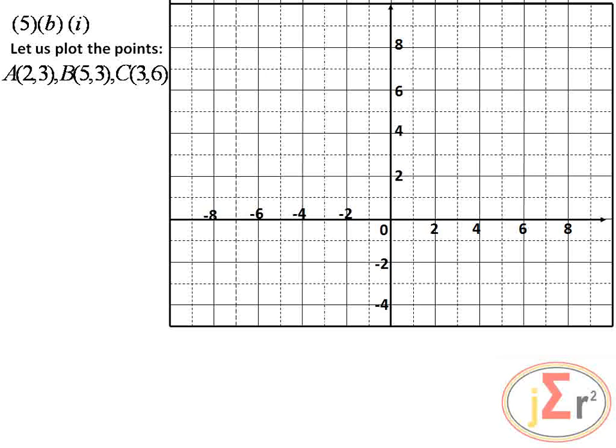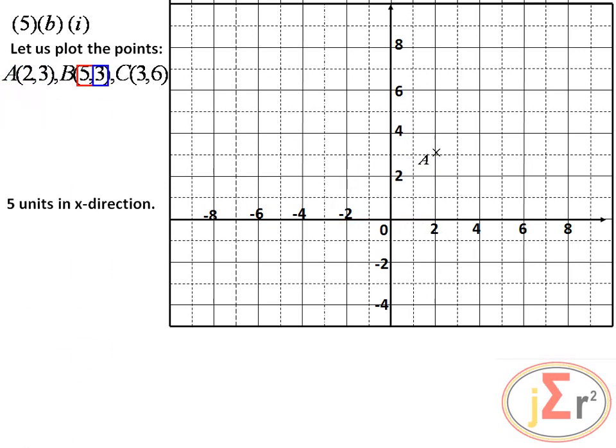our first part, our duty in solving this problem, is to draw the triangle with the given vertices. What do we have? A is 2, 3. 2 units in the x direction and 3 units in the y direction. So 2 in the x, 3 in the y. Plot the point A right there.